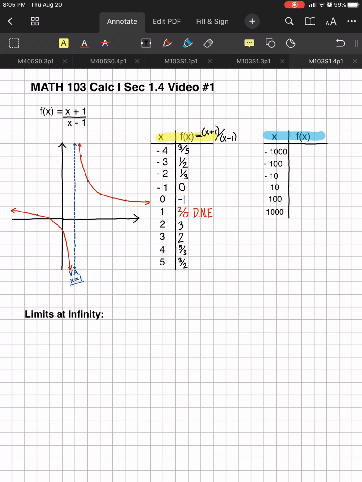So what I'd like for you all to do is plug in all of these values on your calculator, come back, and we'll talk about what those values are and what that means. So pause the video and do that.